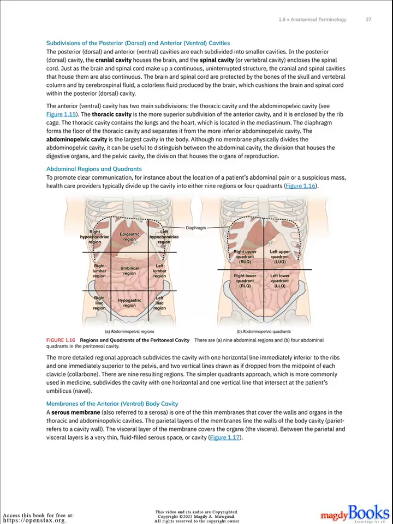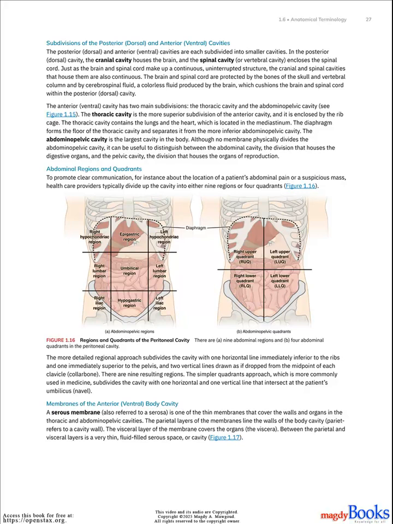In the posterior, dorsal, cavity, the cranial cavity houses the brain, and the spinal cavity, or vertebral cavity, encloses the spinal cord. Just as the brain and spinal cord make up a continuous, uninterrupted structure, the cranial and spinal cavities that house them are also continuous. The brain and spinal cord are protected by the bones of the skull and vertebral column and by cerebrospinal fluid, a colorless fluid produced by the brain, which cushions the brain and spinal cord within the posterior, dorsal, cavity.